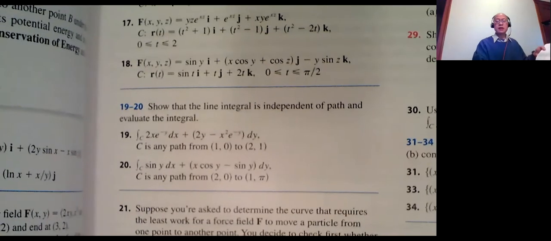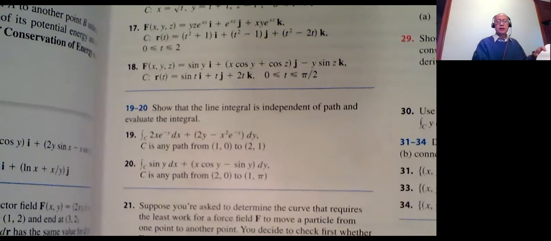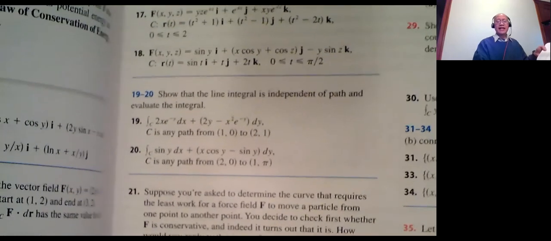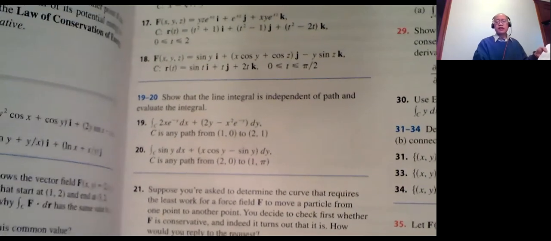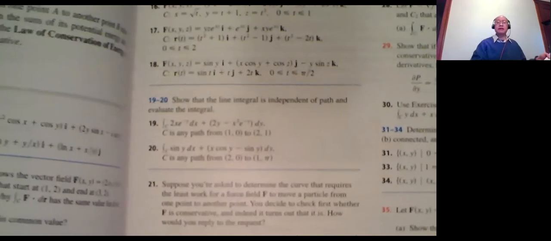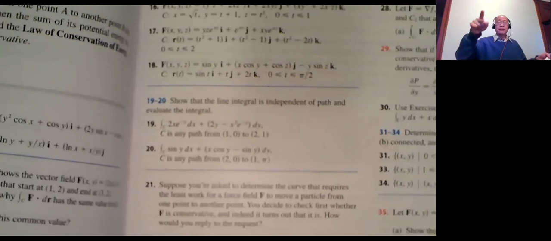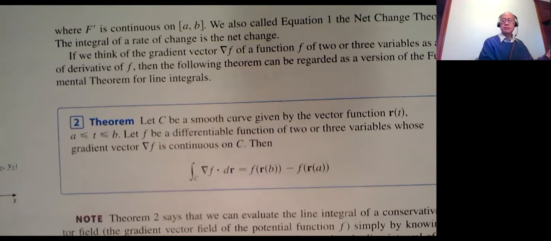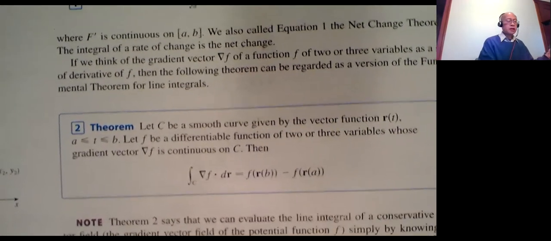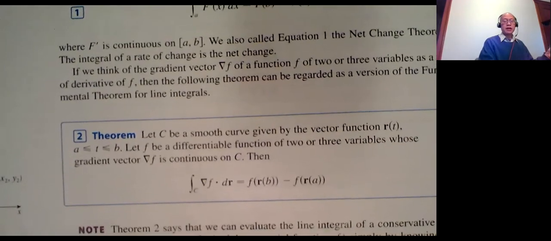Okay, and then 19. Yeah, you can tell 19, it says C is any path from 1, 0 to 2, 1. So if it's any path, you have to have path independence, right? If you don't have path independence, then it's going to matter if I go like that or whatever, but there must be path independence, in which case I'll be using the fundamental theorem of calculus for line integrals. This thing. All right, so that's my introduction to 16.3. It'll just make it easier for me next time.